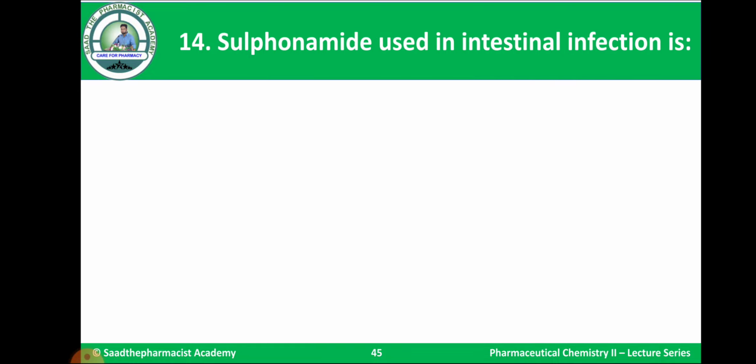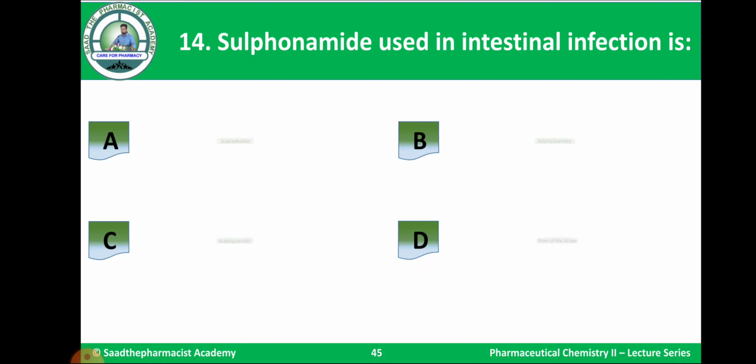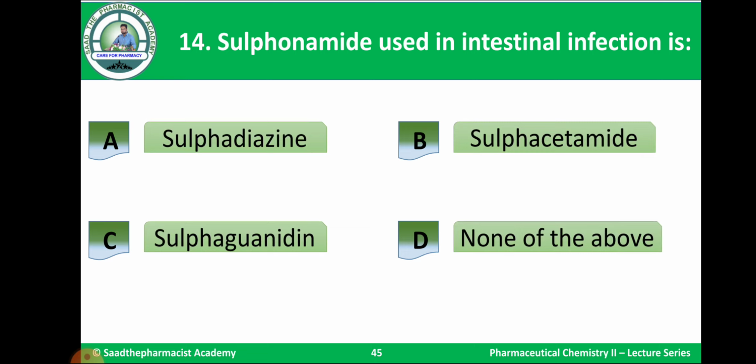Question number 14. Sulphonamide used in intestinal infection is. The options for this question are A. sulfadiazine, B. sulfacetamide, C. sulfaguanidine. And the correct answer for this question is sulfaguanidine. And the remaining options, option A is sulfadiazine, and you know that is used in treatment of respiratory tract infection. B is sulfacetamide, B is used in treatment of eye infection and the urinary tract infection.